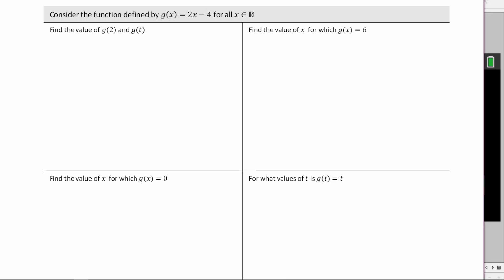Welcome. So we're going to answer this question before us, which says, consider the function defined by g of x is equal to 2x minus 4, and our domain is all real numbers. First things first, find g of 2 and g of t. So remember, this is just substitution.